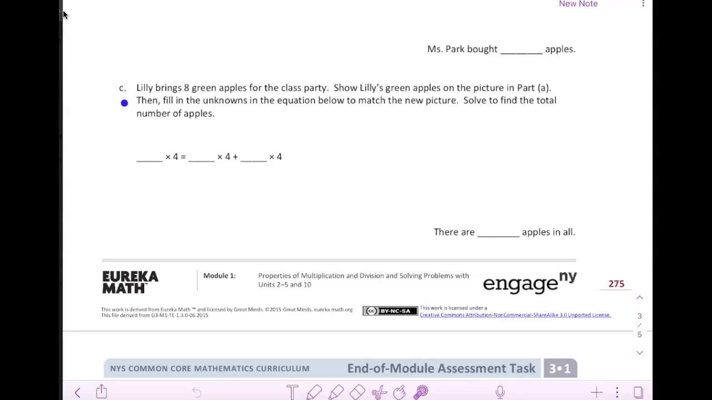Letter C. Make sure you fill in your answer here also. Letter C. Lily brings 8 green apples for the class party. Show Lily's green apples on the picture in part A. Then fill in the unknowns in the equation below to match the new picture you made. Solve to find the total number of apples. Make sure you put your answer in here.